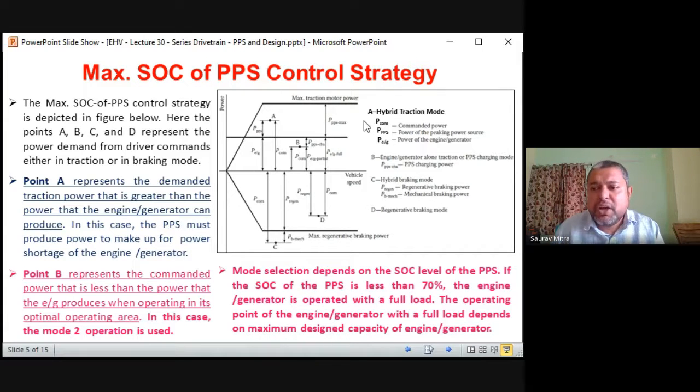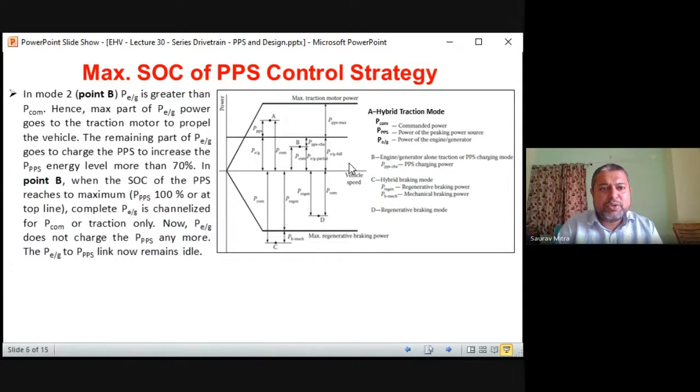Traction means the vehicle is going forward, accelerating, and its speed is increasing. In the other two cases, at point B, PEG is greater than PCOM. PCOM is the commanded power, as we have seen. Hence, the maximum part of PEG power goes into the traction motor to propel the vehicle forward. In the second case, the remaining part of PEG goes to charge the PPS to increase the PPS energy level more than 70%.